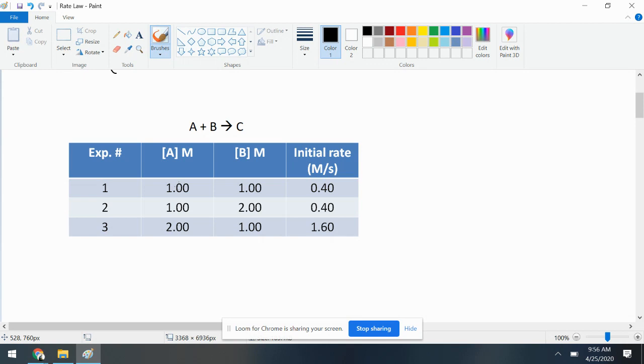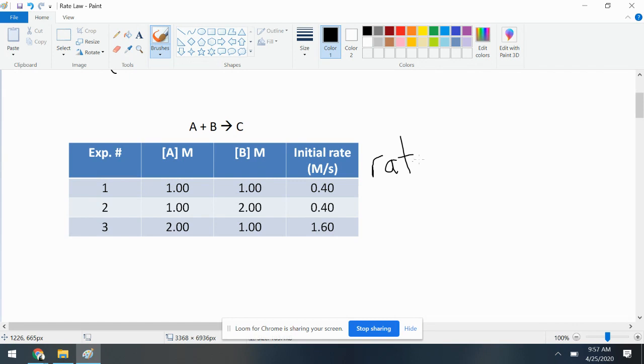So, for example, your first experiment, concentration A is 1.00, concentration of B is going to be 1.00. That's your rate, 0.40 moles per second. Okay. Your second experiment, you're changing just B, that's your rate. And your third experiment, you're changing A, and of course, that is your rate. Okay. So, how do we determine the rate law based on these experiments, or how do we determine the order for each one? Okay. So, first, I'm going to set up the equation.